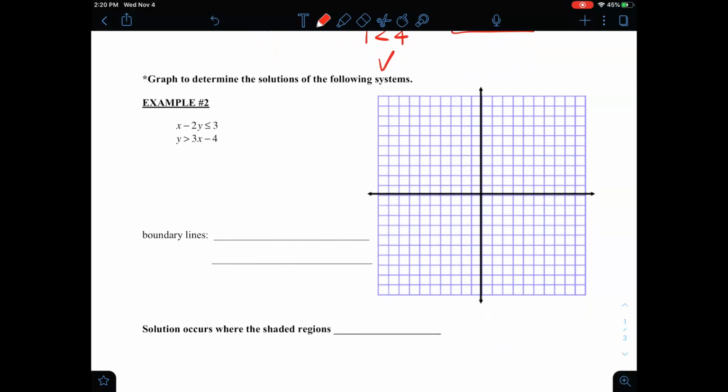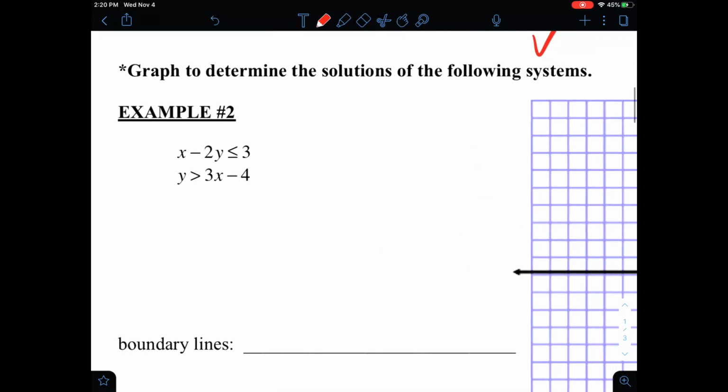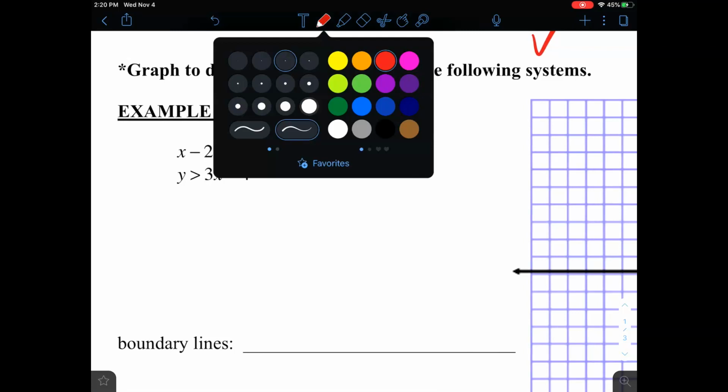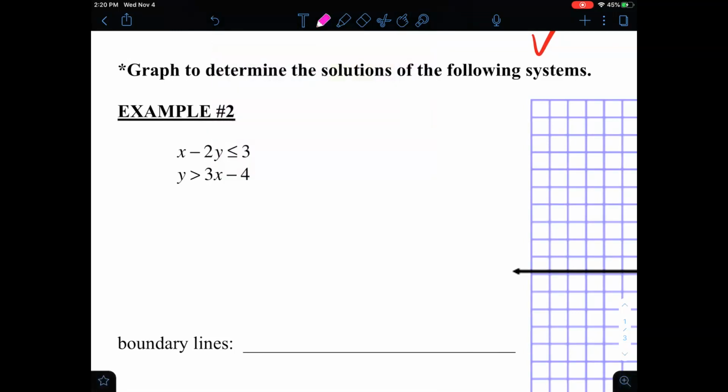So example 2 says graph to determine the solutions of the following systems. To graph lines, we need to have it in y equals mx plus b form. That's going to be the easiest way to do that. So what I would probably do first: we have x minus 2y is less than or equal to 3, and y is greater than 3x minus 4. This second one's good, but we need to get the top equation equal to y. So we're going to go ahead and do that.